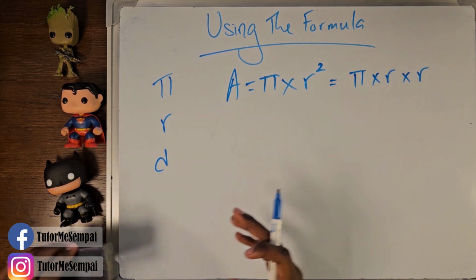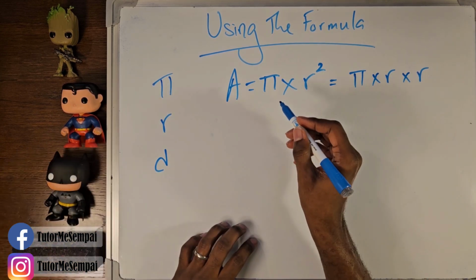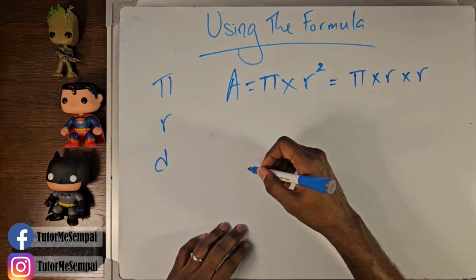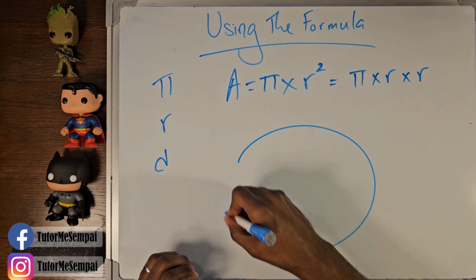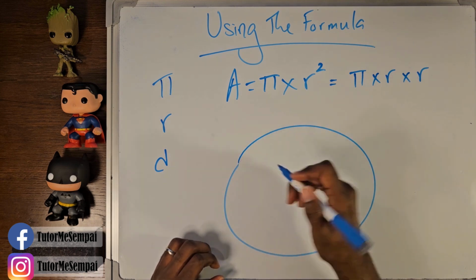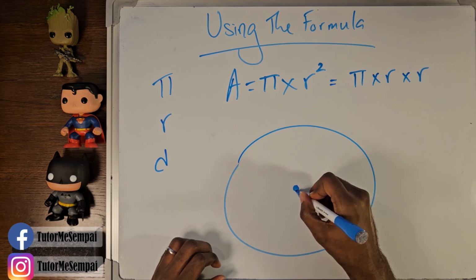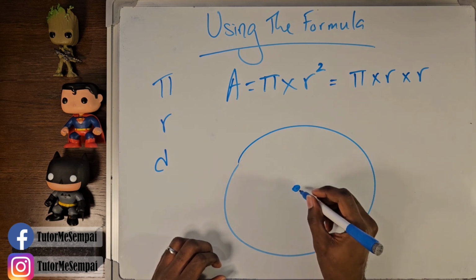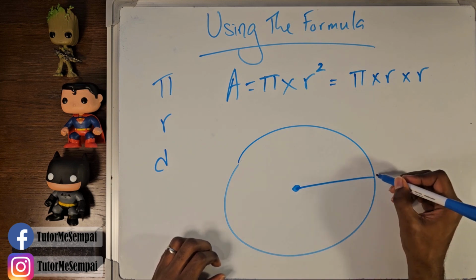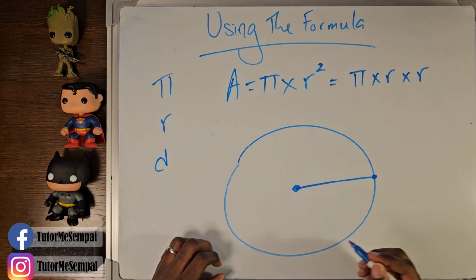But we're going to go back to our area formula. So we're working with pi times R squared. So if we know our radius, and we said radius is going to be the line segment that goes from the middle to a point on our circle, right? So we can fill in that point if we need to.